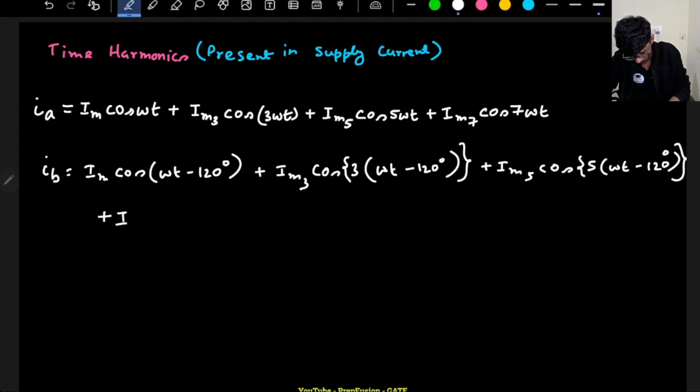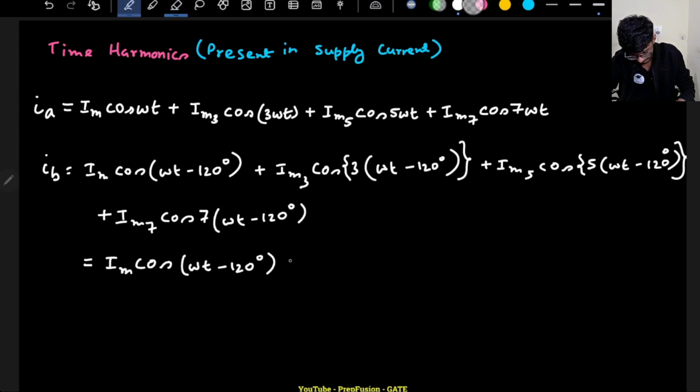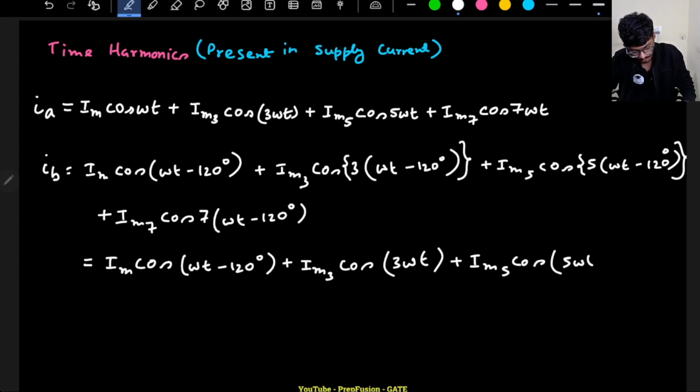I_A = 7 cos(7ωt − 120). So this will be equal to I_m cos(ωt − 120) plus I_m cos(3ωt − 360). It will basically be 0 only, right? Minus 360 is nothing but 0 degrees only. So I can directly write it as 0 only, plus I_m 5 cos(5ωt − 600).